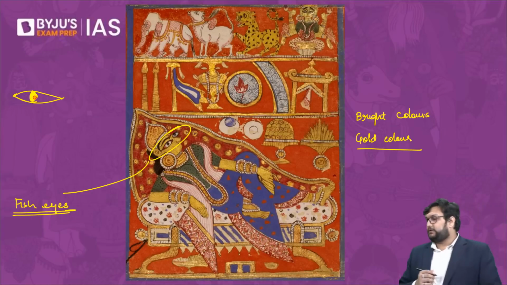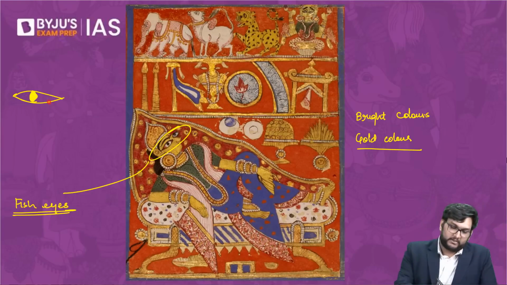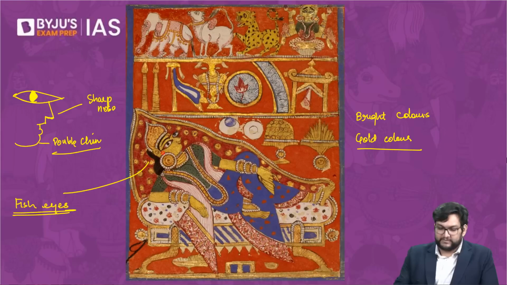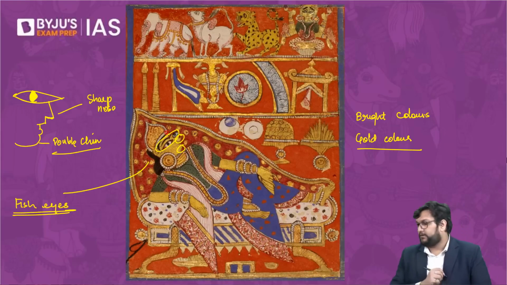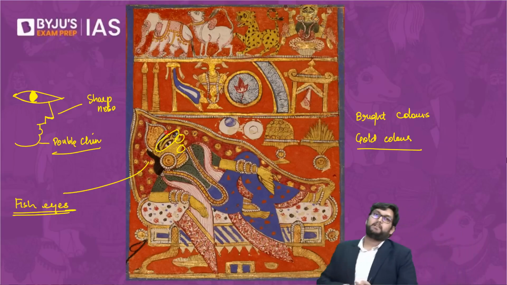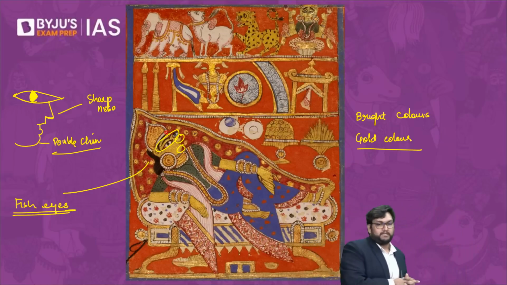And thereafter, sharp nose and the iconic double chin, which you can see here of this school. This will become a very common tradition in the Gujarat Malwa sector.